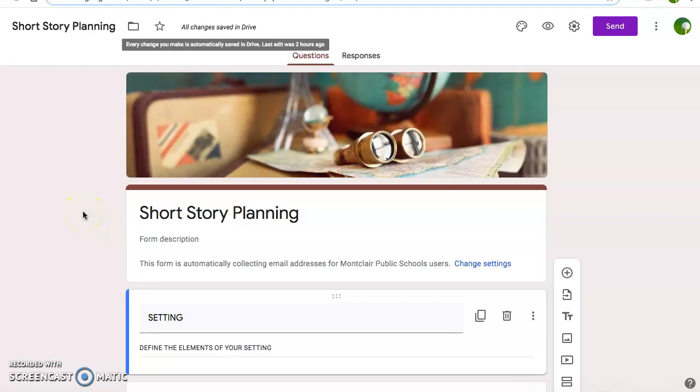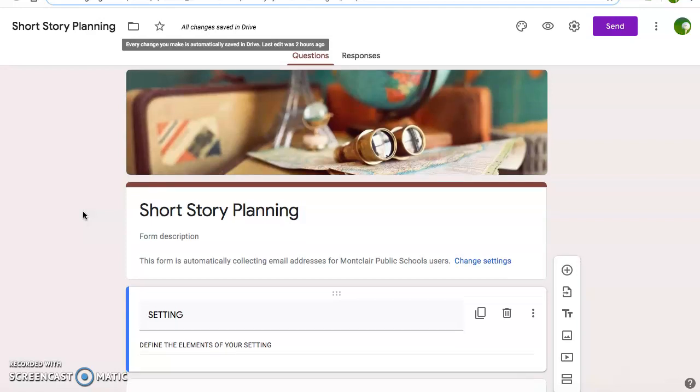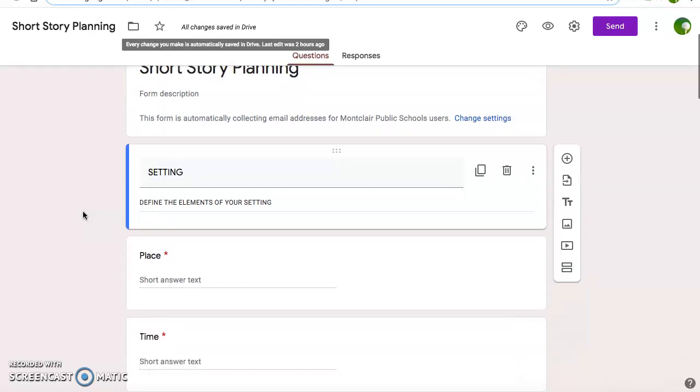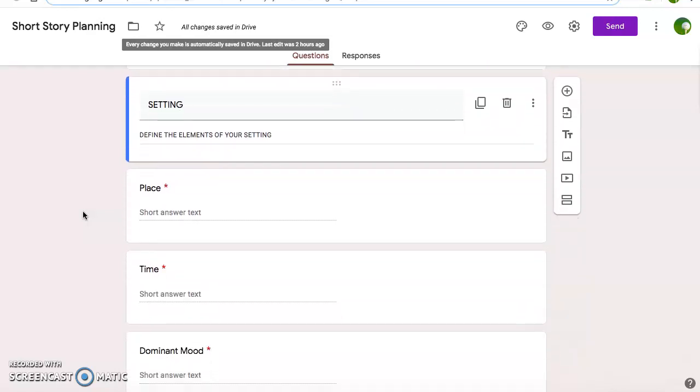So this is the document that you are going to fill out when you're doing your planning for your short story. It's a Google form, and I think it's pretty straightforward. The first thing that you're going to do is think about the setting of your story, which would be part of the exposition, right? You are thinking about the place where your story is going to be set and the time that your story is going to be set. So when and where, right?